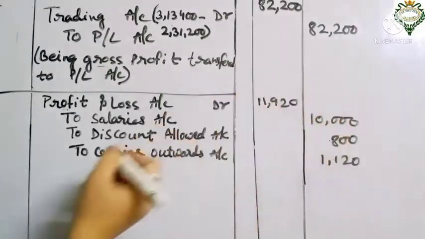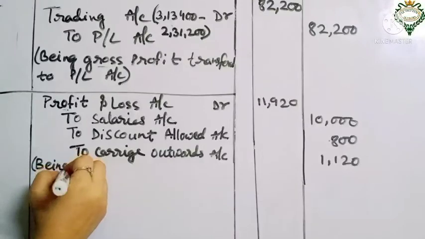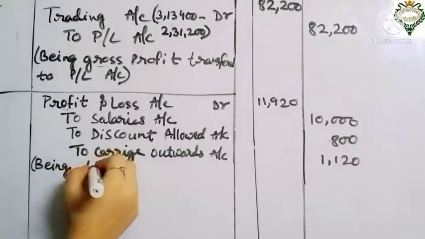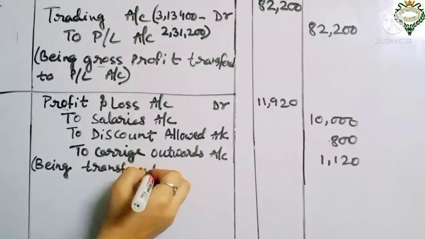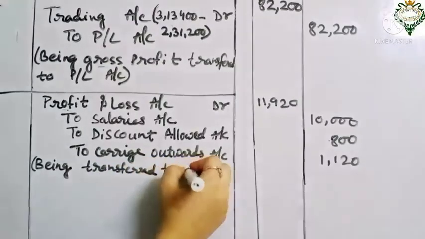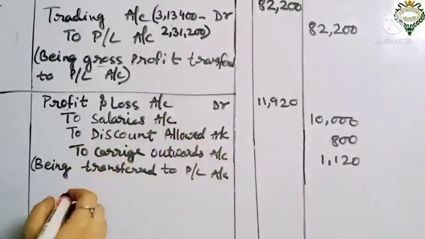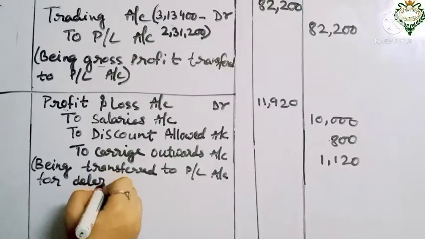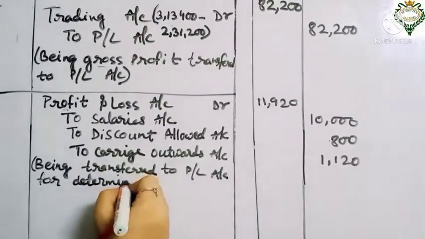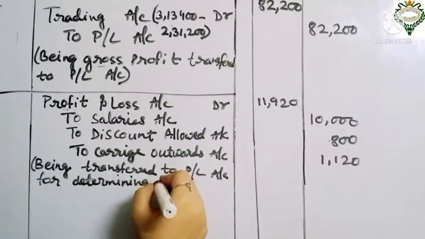Now add all these three, you will get the profit and loss amount, that comes to 11,920, okay. Now write the narration for this being transferred to profit and loss account for determining net profit, okay. So we need to take out the net profit, that is why we are transferring to profit and loss, okay.